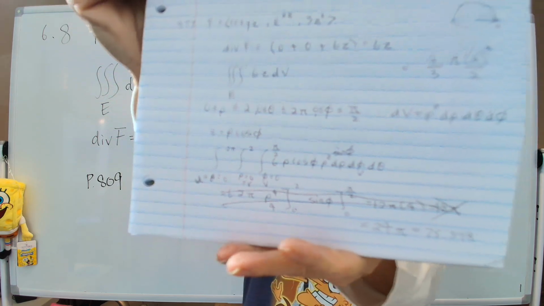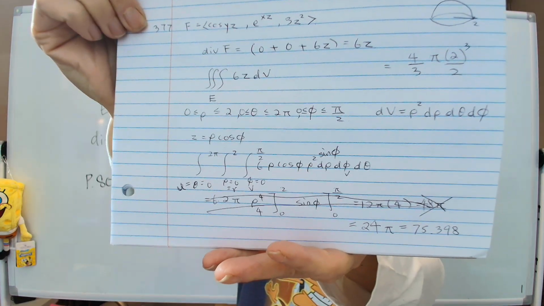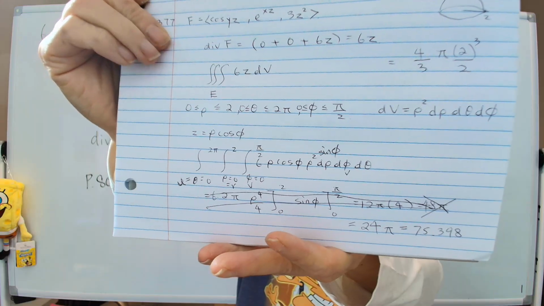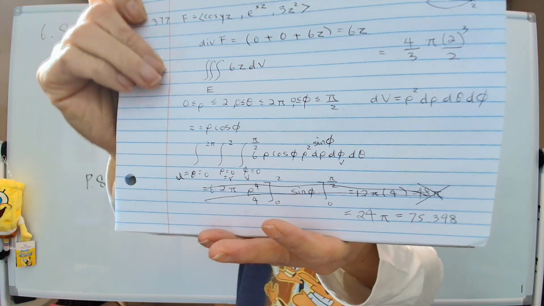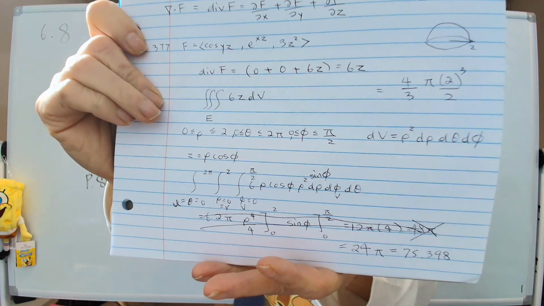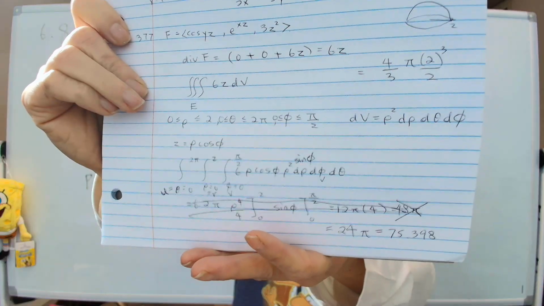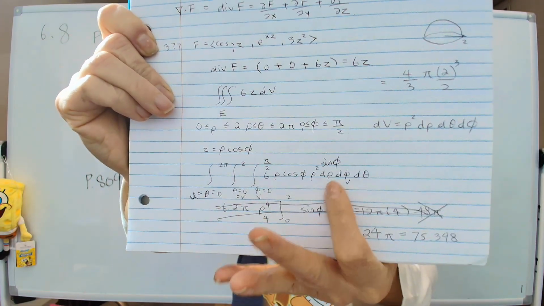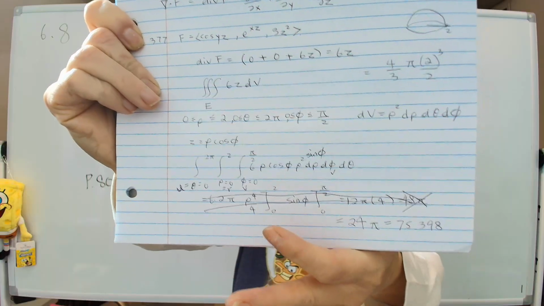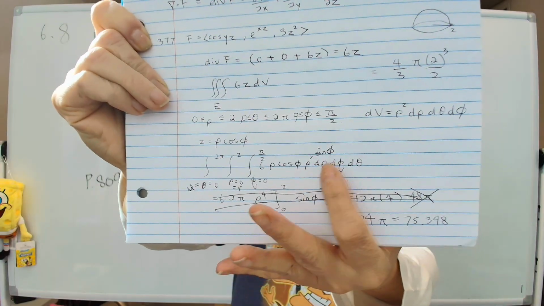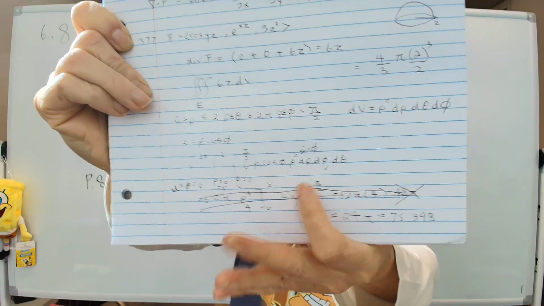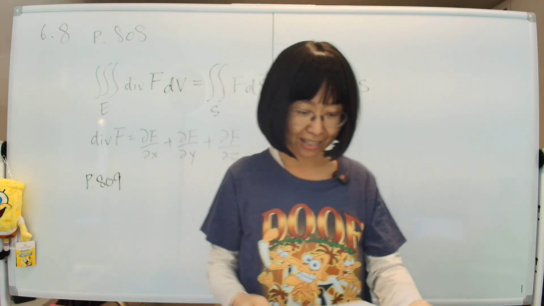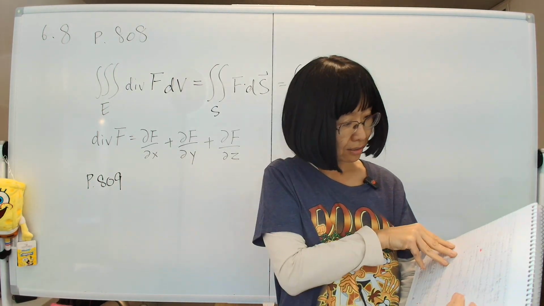Here's 377. We're trying to calculate the divergence, take the divergence, and do the integration. Since we're talking about a sphere, we will use spherical coordinates. And look at what I did here: I forgot to put in sine phi. So at first I couldn't get the integration to come out, but eventually I noticed the lack of sine phi, and then the answer comes out very nicely. And that's that.